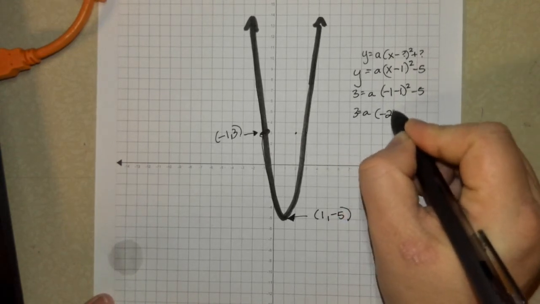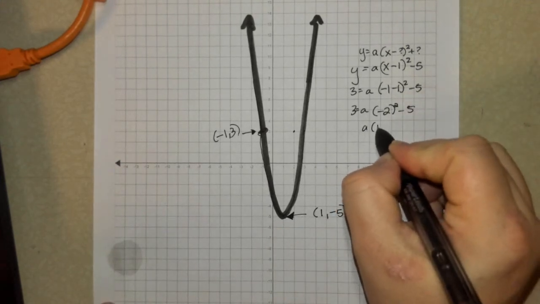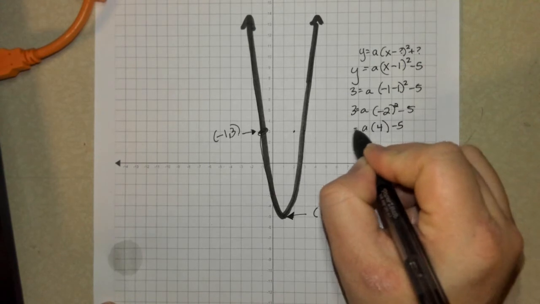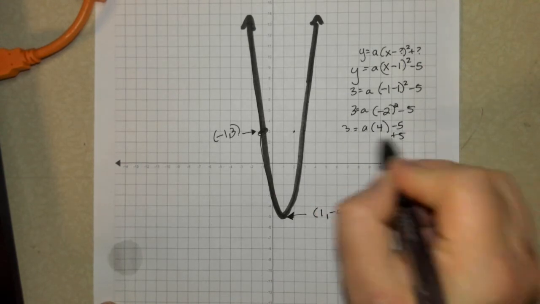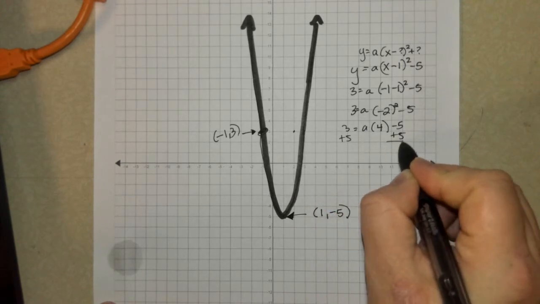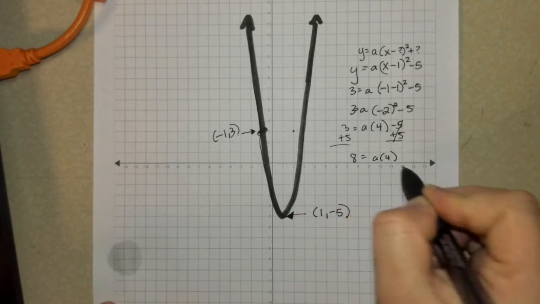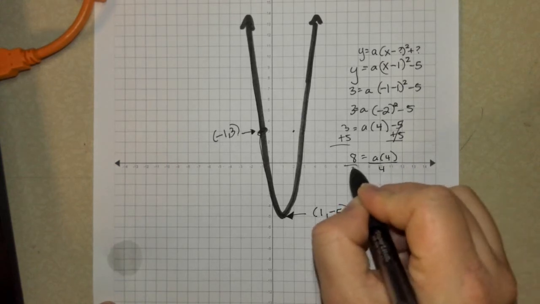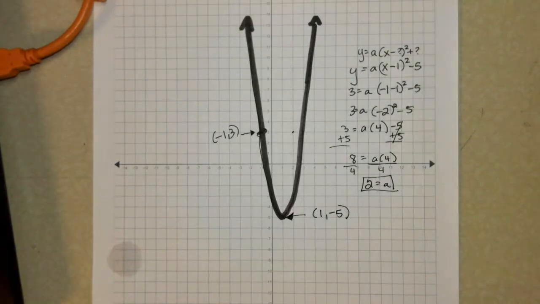-1 and -1 is -2. Don't forget to put the square. -2 squared is 4. Okay, now when I solve for a, I'm doing PEMDAS backwards. I'm going to start by adding 5 to both sides, then dividing by 4, and I have 2 equals a.